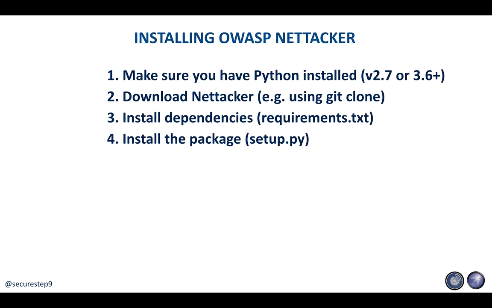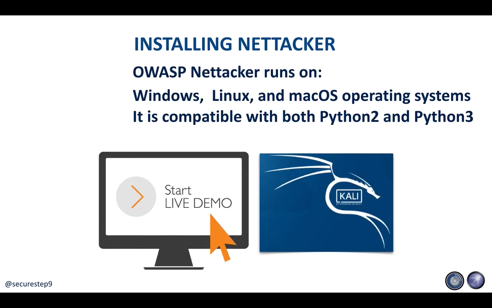So here are the prerequisites. Make sure you have Python installed. Our recommended version is 2.7 or Python 3.6. Then we will download Nettacker using git clone, then we will install dependencies using the requirements.txt file, and then we will install the Nettacker package. Because it's written in Python, Nettacker can run on Windows, Linux, and Mac OS. It is compatible with both Python 2 and Python 3. And in this particular video, I'm going to show you how to install it on Kali Linux.